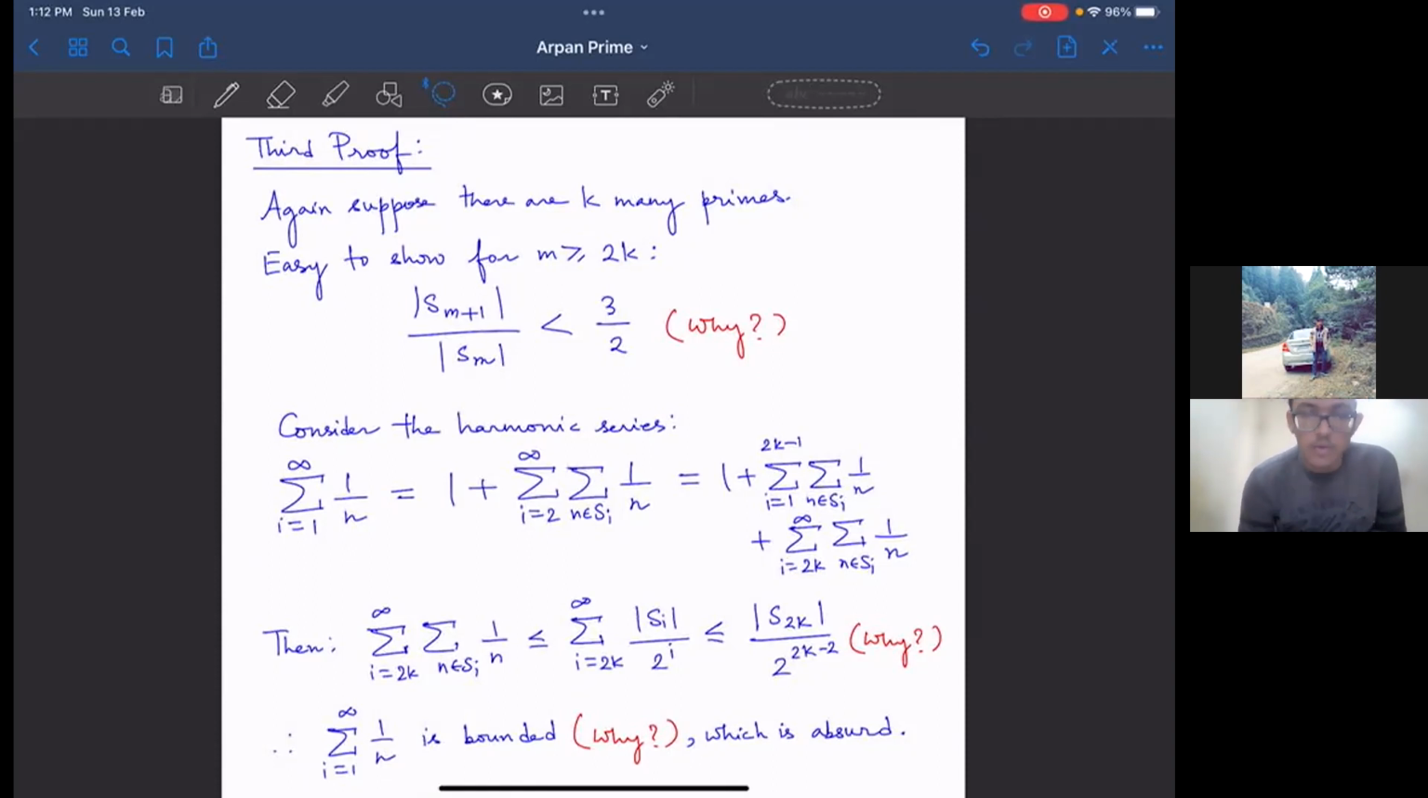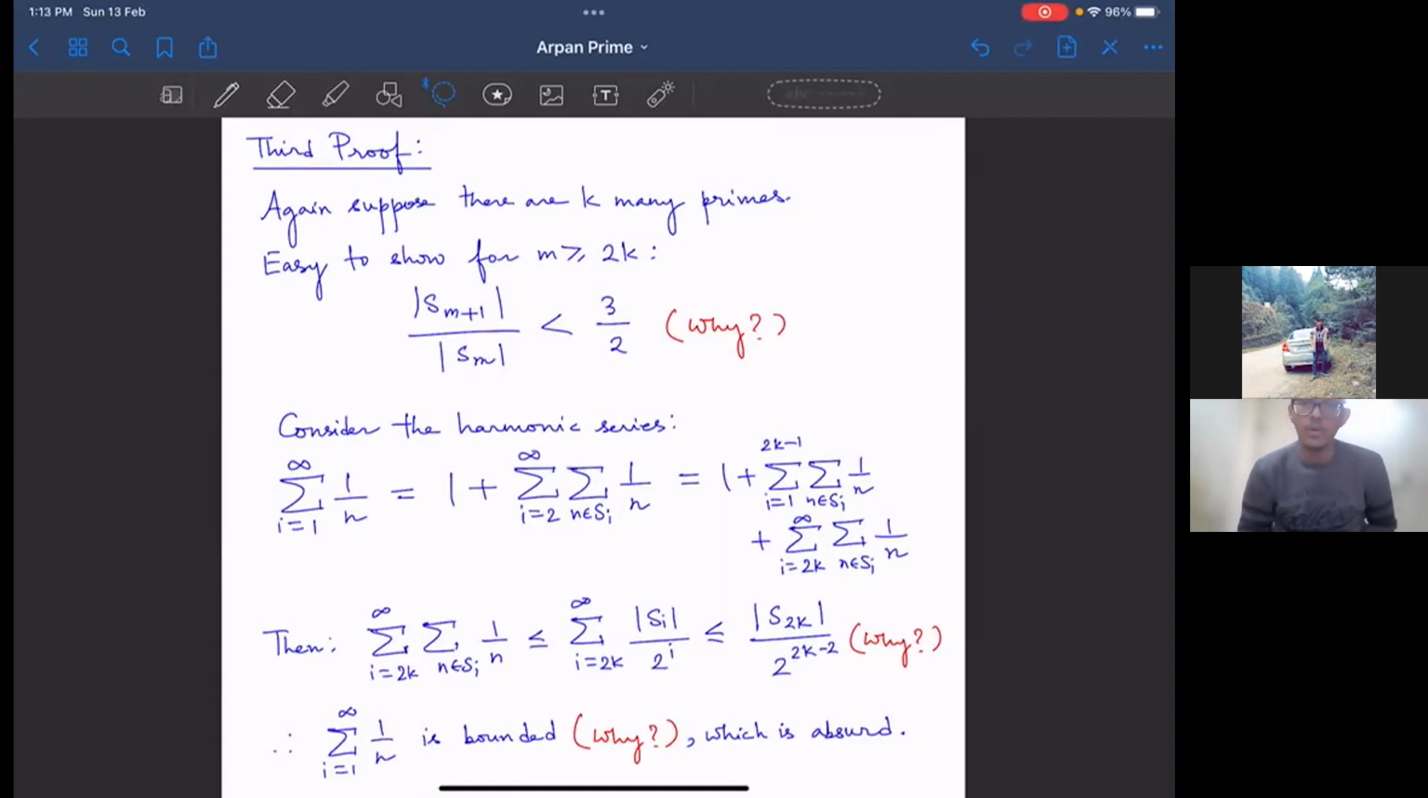Now, before we began the second proof, we had an observation, the second observation, that the infimum of Sm is at least 2 to the power m. So for every n in Si, n is greater than or equal to 2 power i. So 1 by n is less than or equal to 1 by 2 power i. So if you sum over Si, then what you get is the summation over n belongs to Si of 1 by n is less than or equal to the cardinality of Si by 2 power i. Now use the cardinality of Sm plus 1 by the cardinality of Sm being less than 3 by 2 to get the result that this tail sum is bounded by the cardinality of S2k by 2 power 2k plus 2k minus 2.